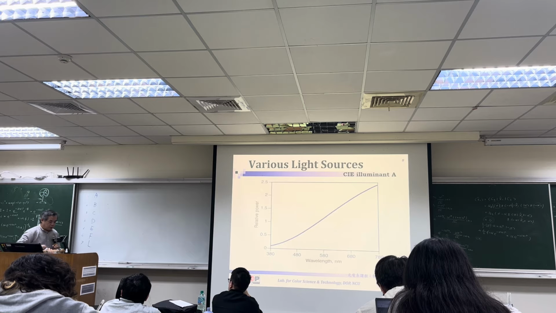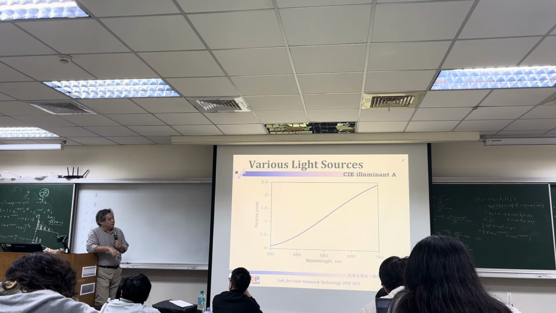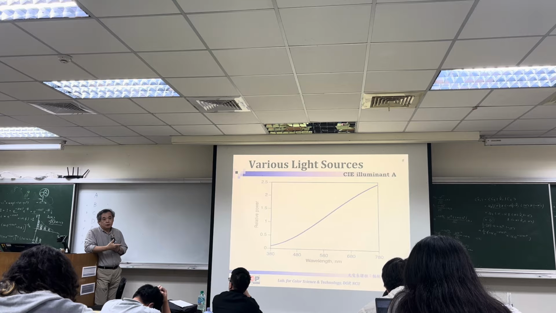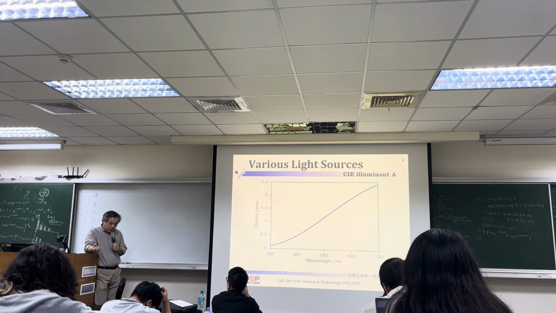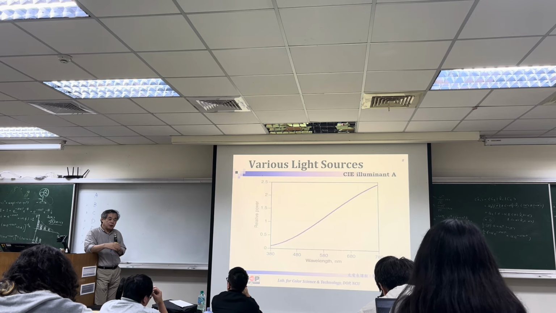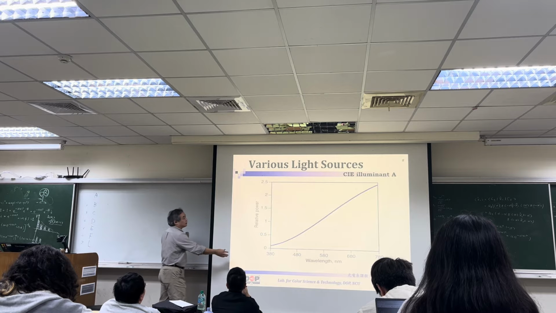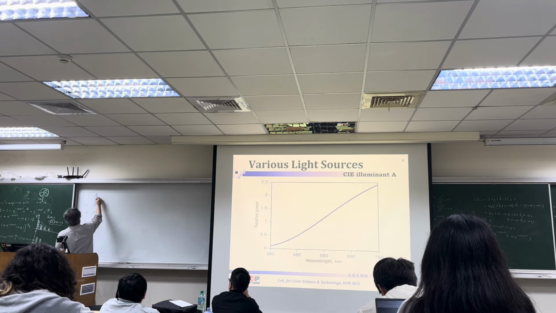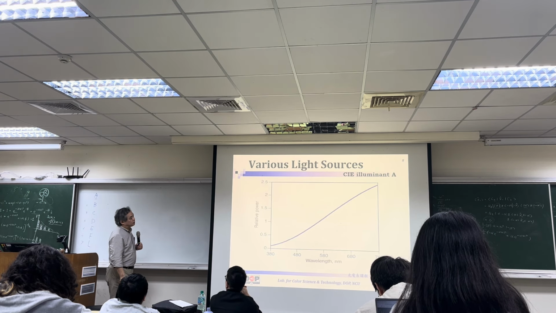Why do we need a standardized source? When we are doing photo measurement, we need to compare and do characterization and calibration. When doing the calibration, we need a standardized source for comparison. So the first subgroup is the standard illuminant A type.